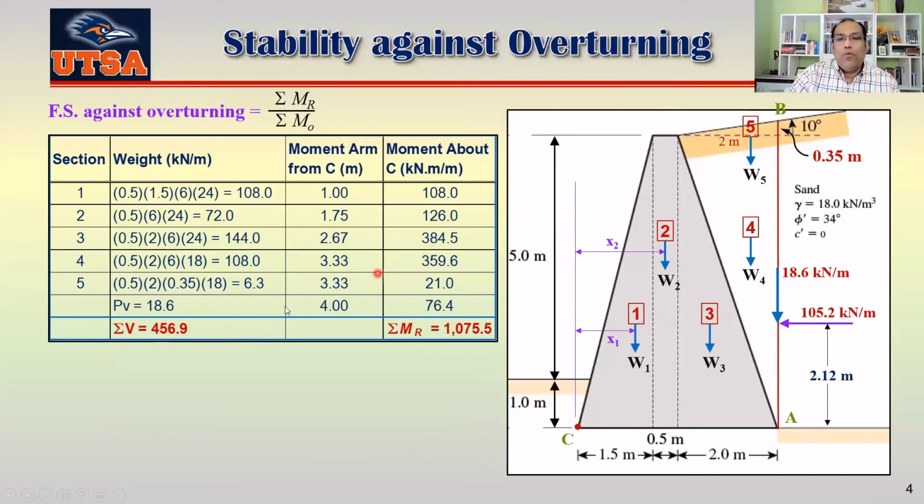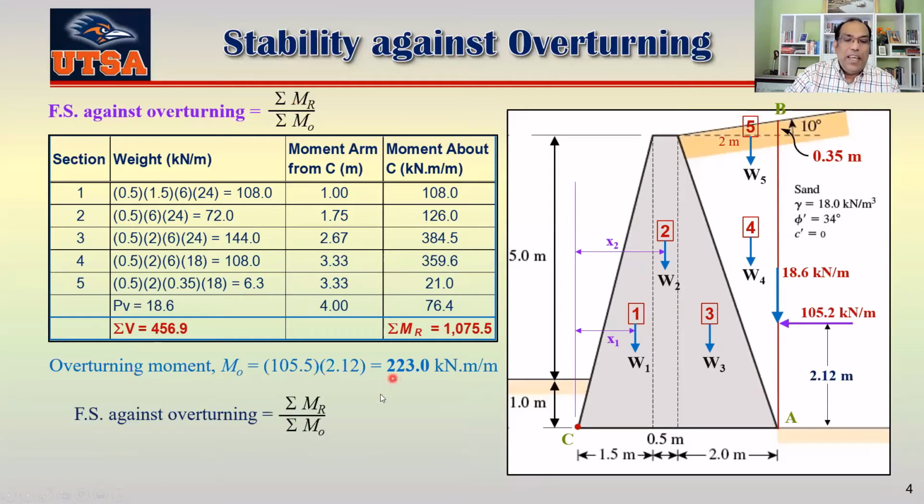Now we have to see the moment that's trying to drive that way. That's the moment for overturning, which is 105.2 multiplied by this distance. This one is 223.0 kilonewton meter per meter length of the wall. Now, if you plug that into this equation, it's just this divided by this, so we got 4.82. Our factor of safety, usually 3 is fine. So this is 4.82, so we are fine.